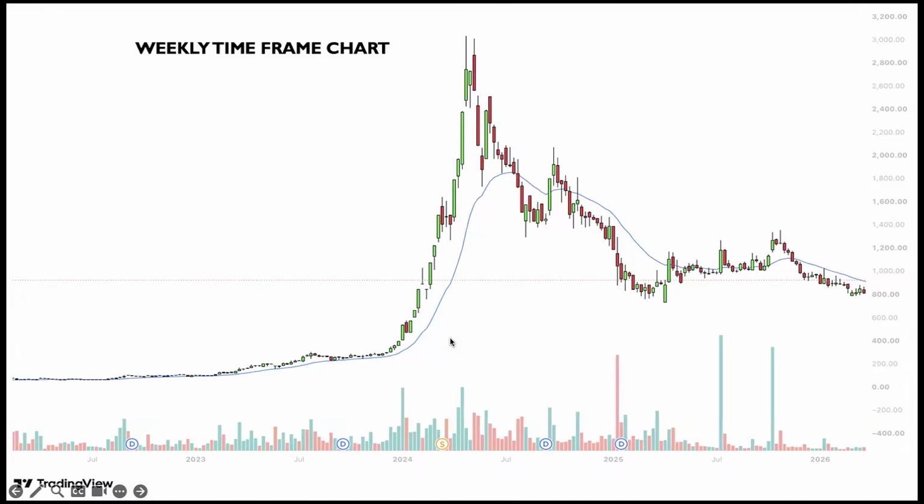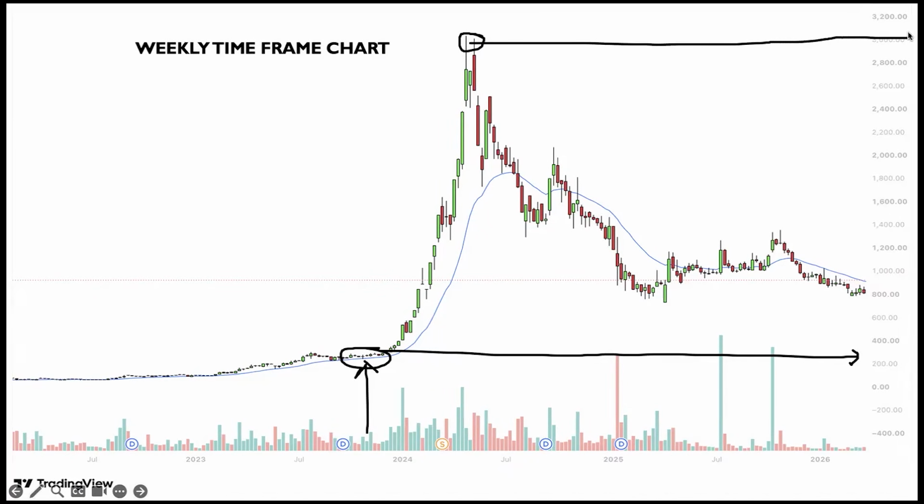Now let us see the chart example. Let me show you this chart. What you can see is that this stock was trading maybe somewhere in mid 2023. It was trading around 200, 220, 230, and you can see that within around 1 year it made a high of around near 3000.